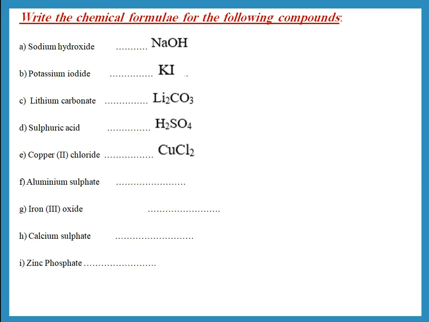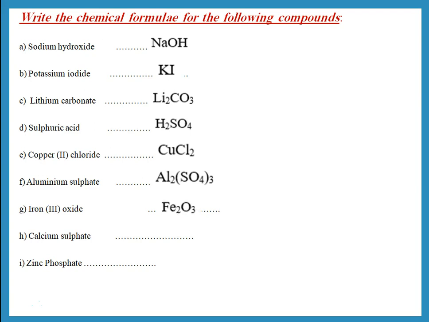Copper 2 chloride means copper that has a valency of 2, so the 2 goes under the chlorine. Aluminium sulfate, well, the valency of aluminium is 3, it's in group 3, so you have to put 3 under sulfate, and we said if you put a number under these groups, you have to put them between brackets. So sulfate, bracket 3, sulfate valency 2, so you put the 2 under aluminium.